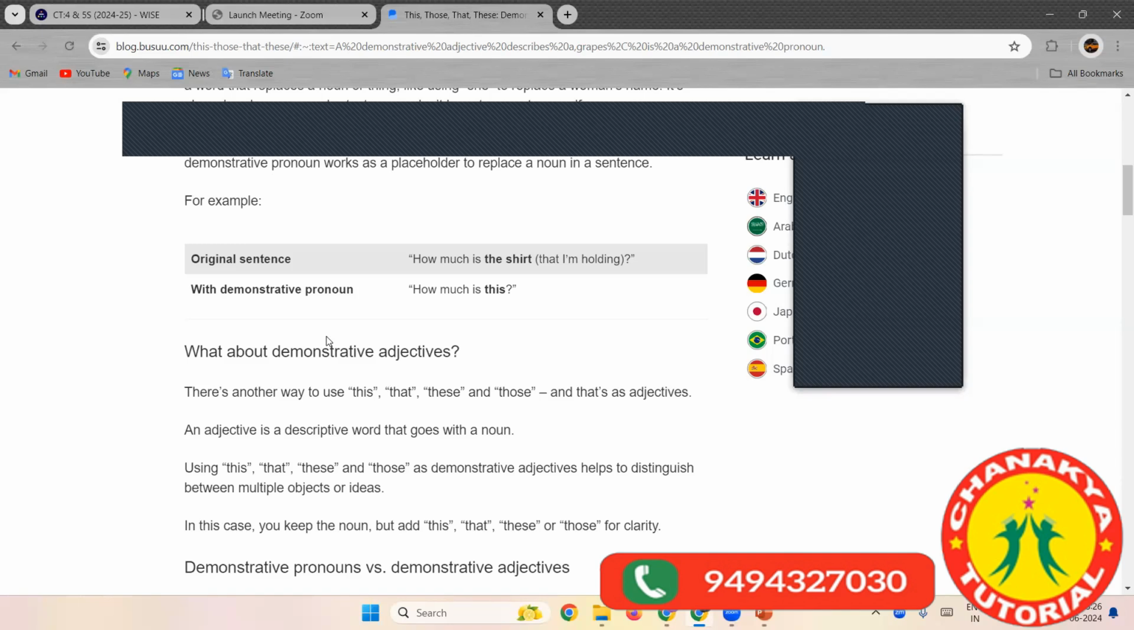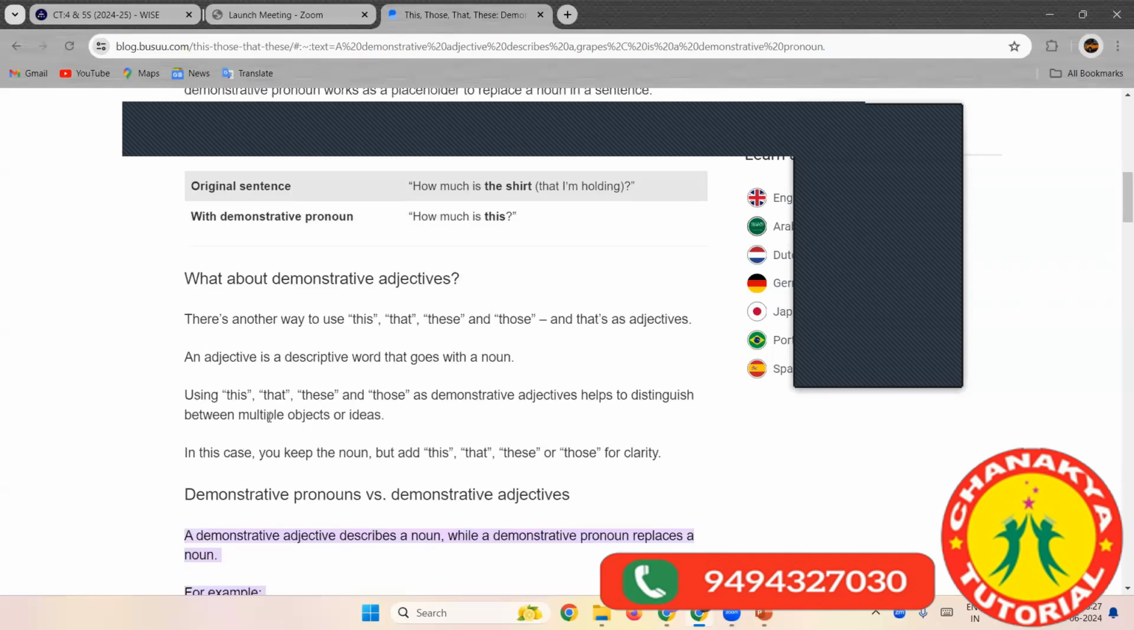Yeah. So demonstrative adjectives. So what are demonstrative adjectives? Again, these all the four words are coming under demonstrative adjectives only. An adjective is a descriptive word that goes with a noun. Using this, that, these, and those as demonstrative adjective helps us to distinguish between multiple objects or ideas. See, from here you have to listen it very carefully.